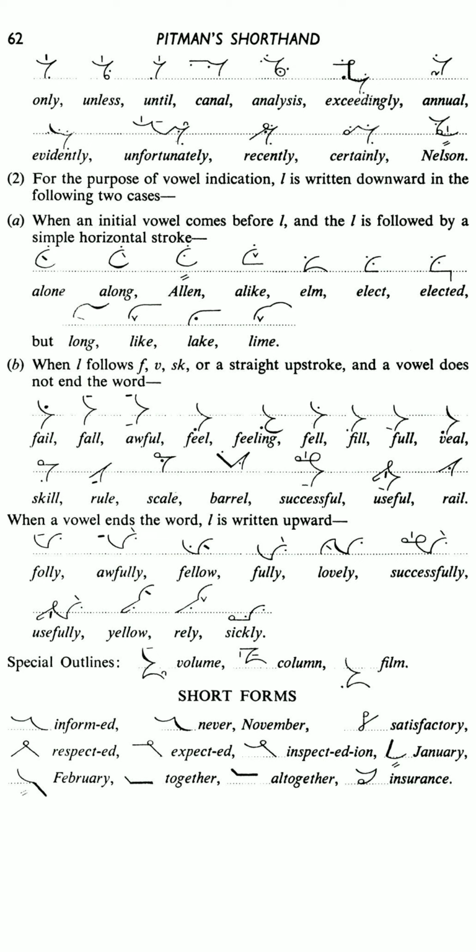Fully. F above the line, upward L. Light dash on the first place of F after it. Light dot on the third place of upward L after it. Awfully. Awful, which we just read, had a downward L. Awfully, because the last word ends with a vowel.